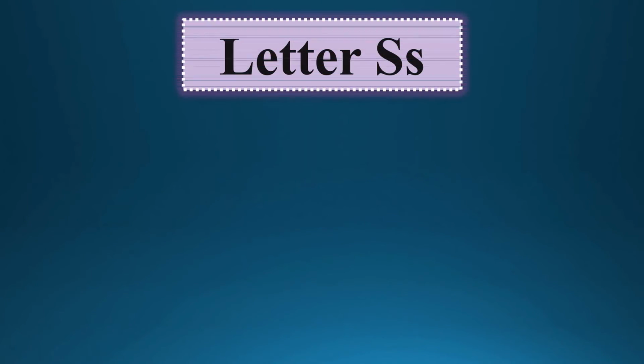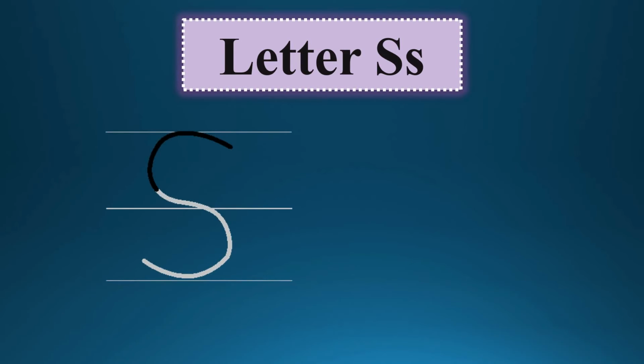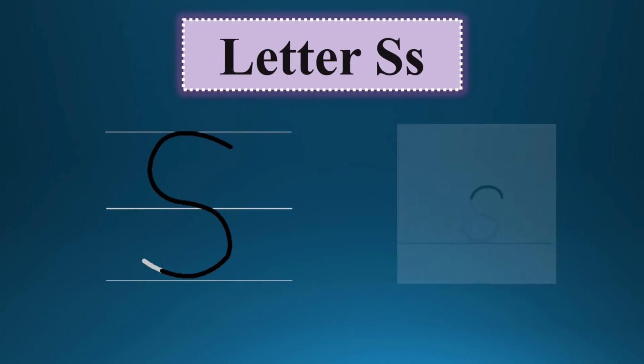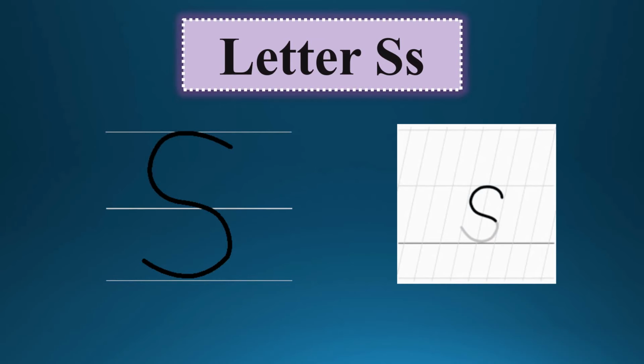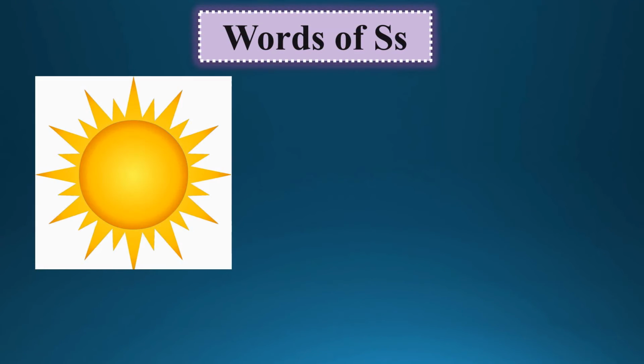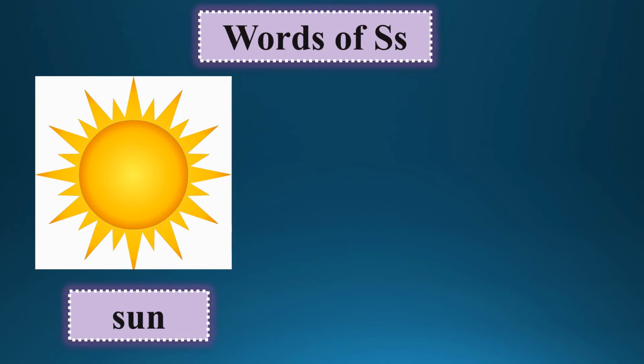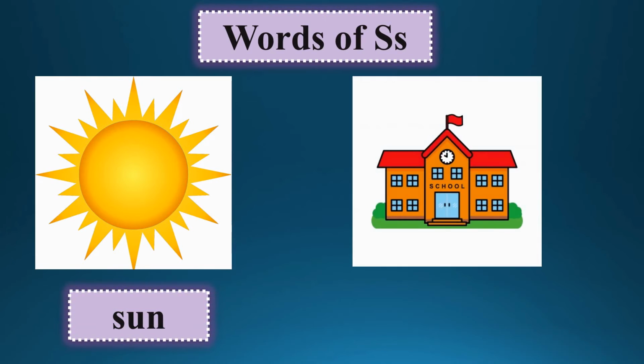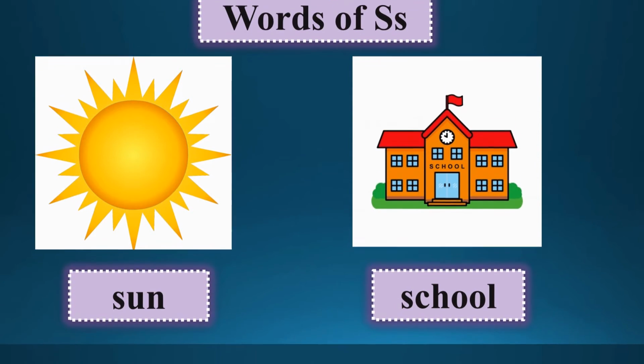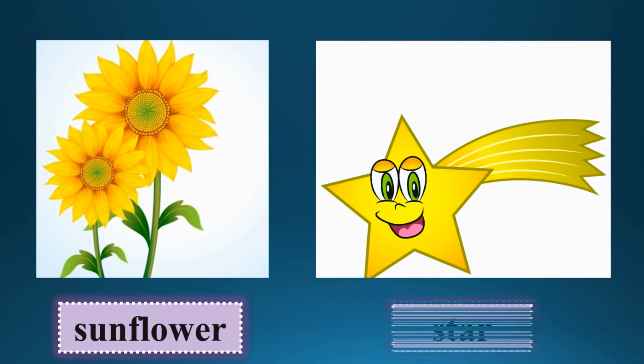Children, here is the letter S. Capital letter S and small letter s. So, its sound is S, S, S. Here is the beginning sound S, S, sun, S, S, school, S, S, sunflower, S, S, star.